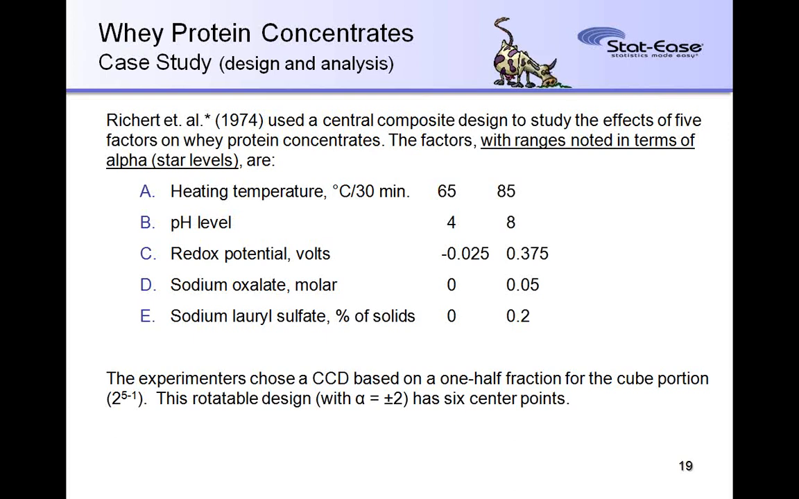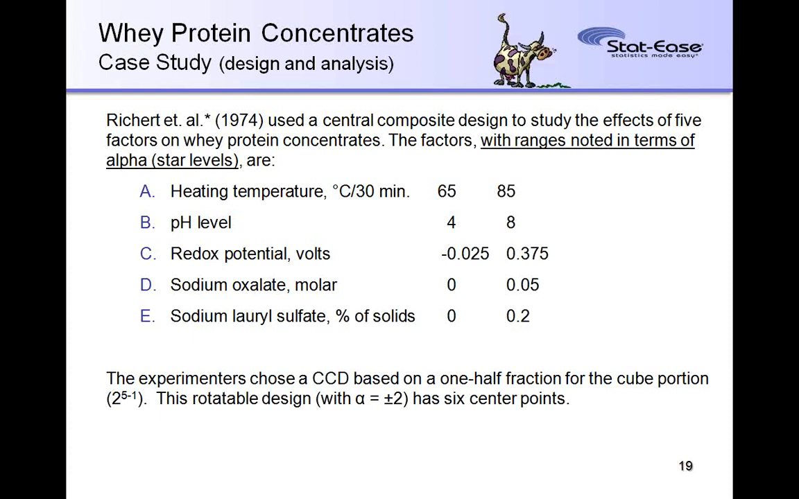So the unique part about this particular case study is that the ranges here are noted not as your -1 and +1 levels, but they're actually the exterior ranges for each of these factors. They are listed as the alpha or star levels. So the heating temperature, our limitation is 65 to 85, and our pH level is 4 to 8. The redox potential can go negative, that's okay. And the other two, the sodiums, are limited. Their lower level has to be 0. We can't go below 0 on these. So we have 5 factors.